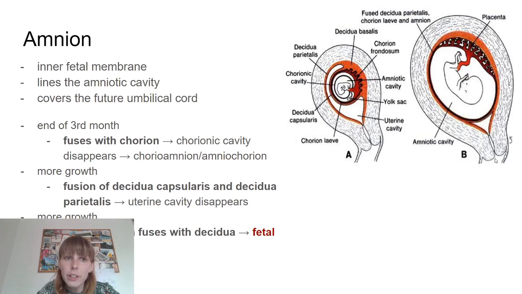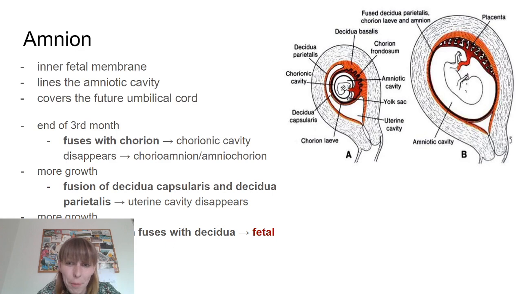So let's carry on. So this was chorion, and now what about amnion? So amnion is still here, and it's the inner fetal membrane. So amnion is the inner one, chorion is around it, allantois we will get to is somewhere in between. And so amnion is lining the amniotic cavity, and that's the cavity in which the embryo is floating.